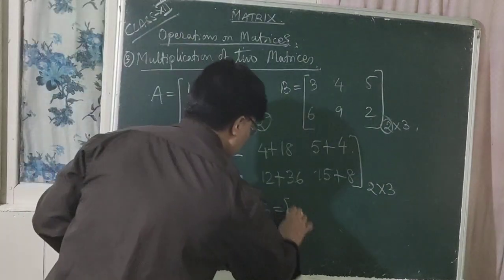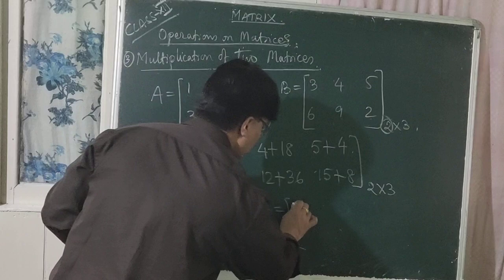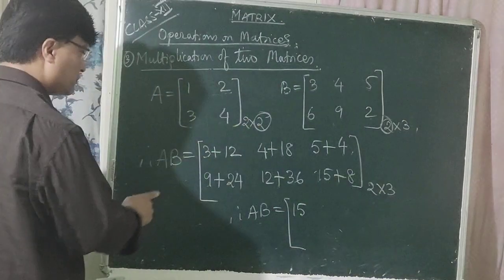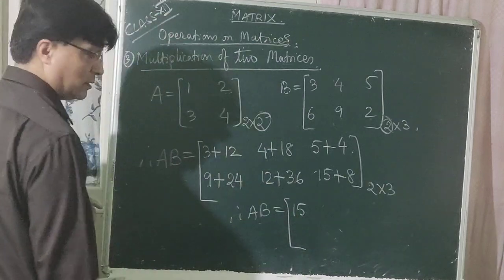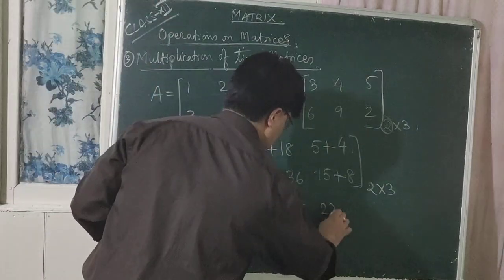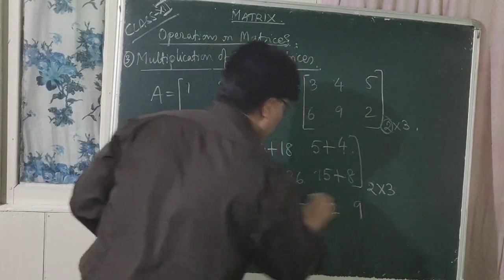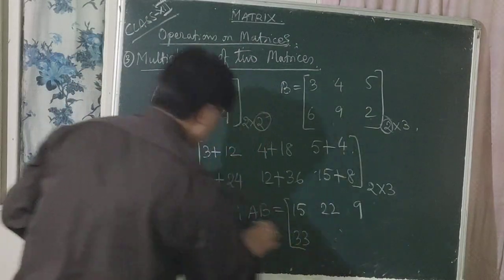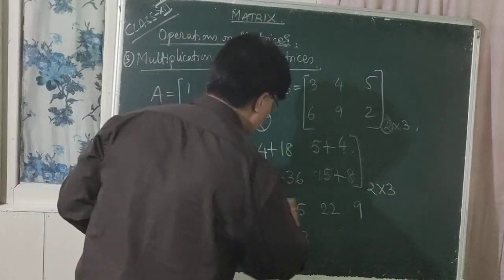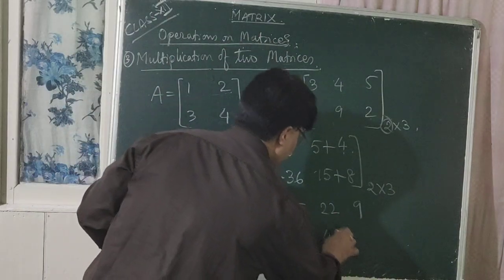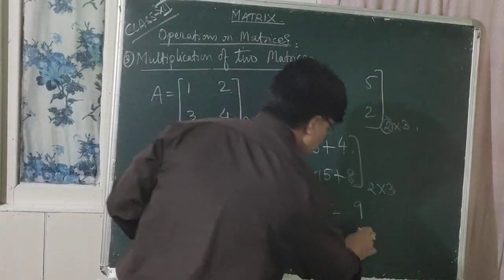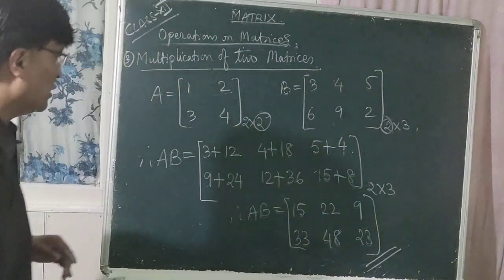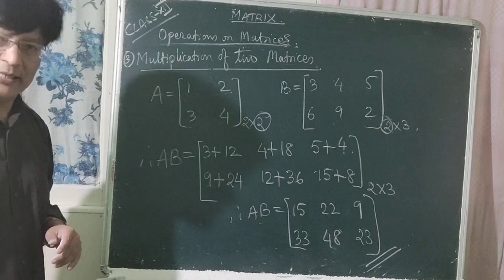So AB is equal to, what can you write? 3 plus 12 is 15. 4 plus 18 is 22. 5 plus 4 is 9. 9 plus 24, this is your 33, isn't it? And 12 plus 36 is 48. And 15 plus 8, that is 23. So this is the matrix multiplication AB. Is it clear now?